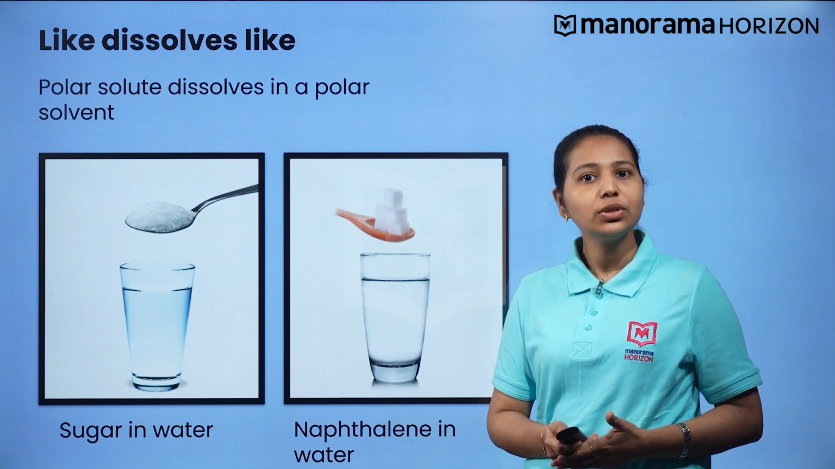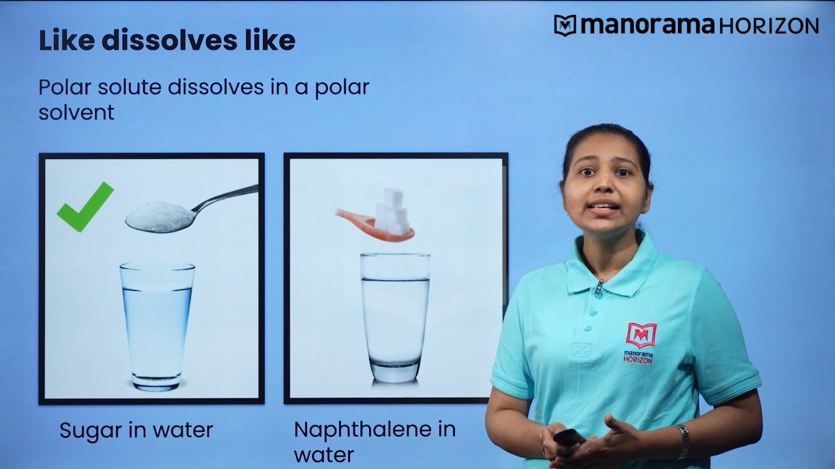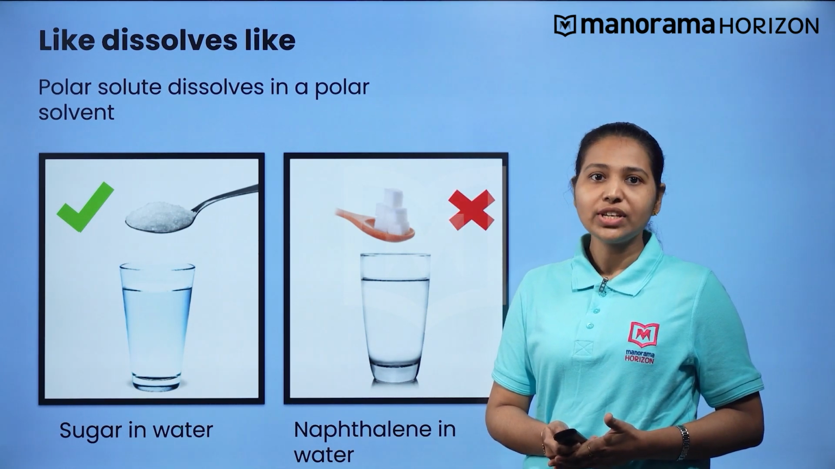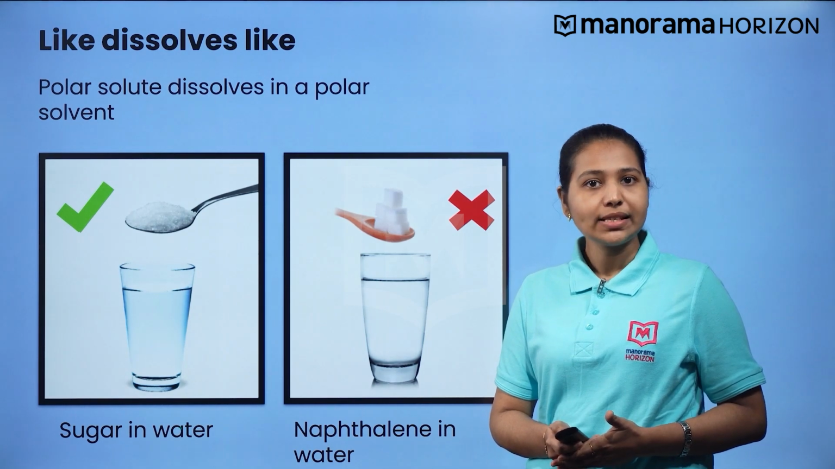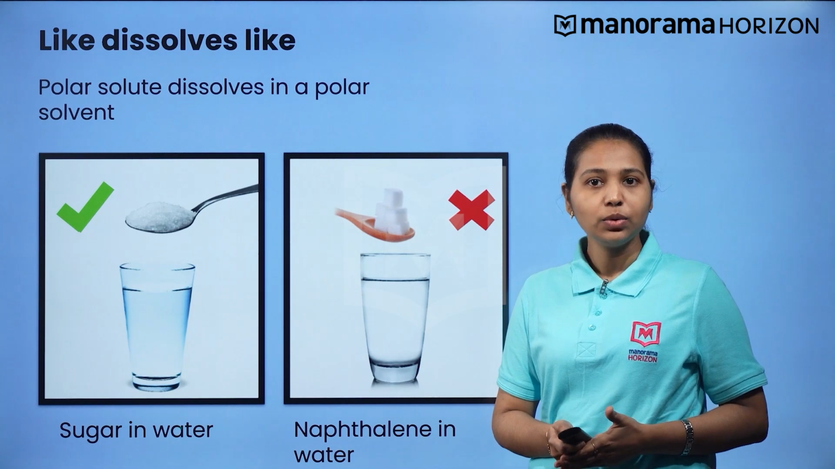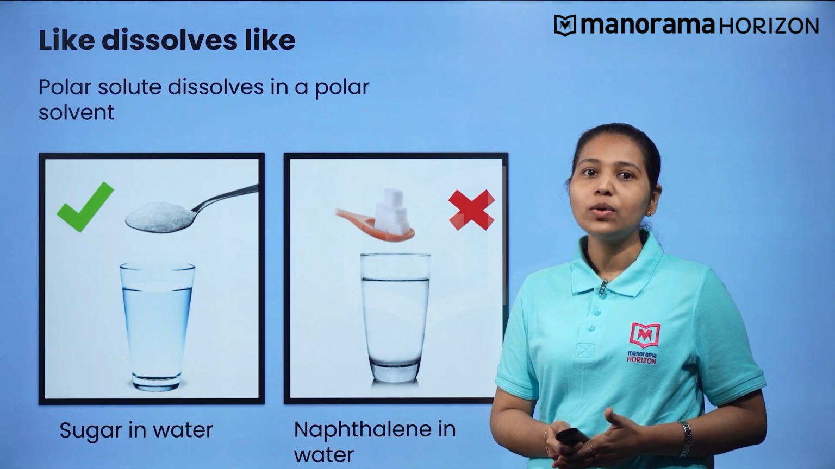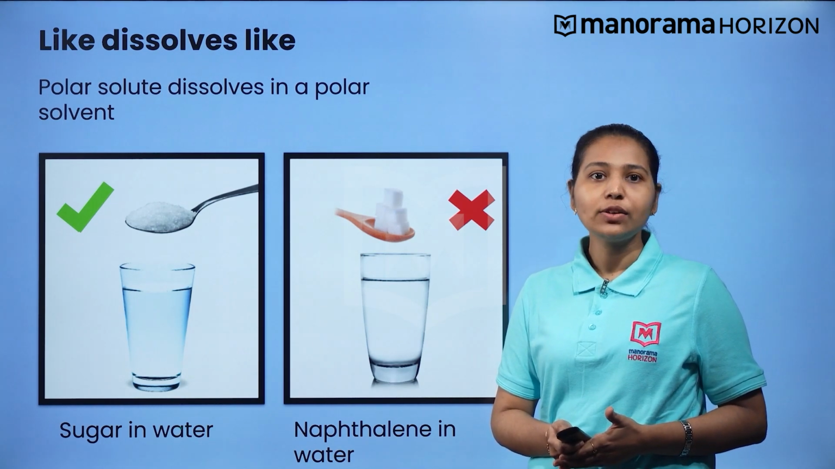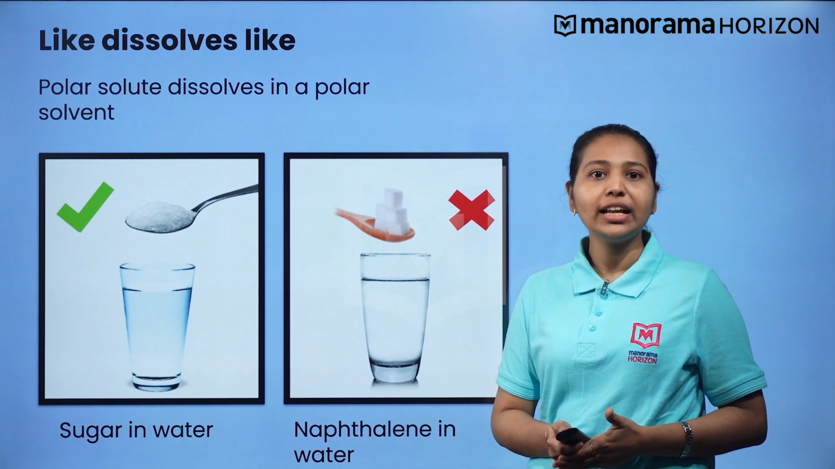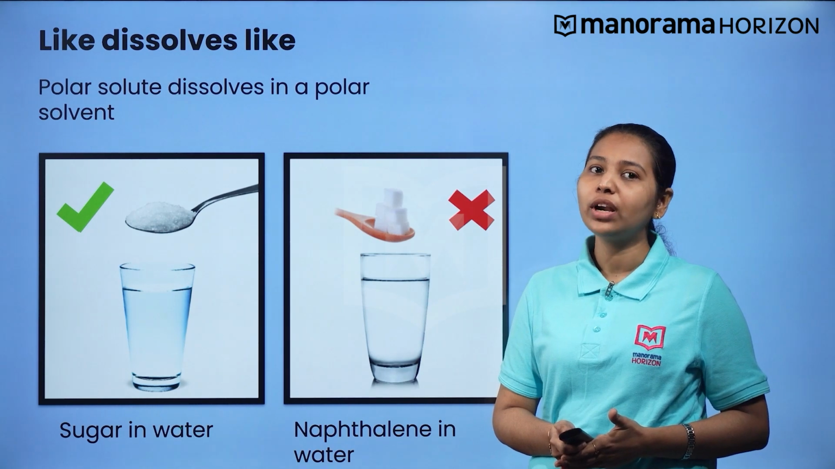Here you can see sugar dissolves in water, whereas naphthalene does not dissolve in water. Do you know why? In general, a solute dissolves in a solvent if the intermolecular interactions are similar. Or in other words, you can say like dissolves like. That is, a polar solute dissolves in a polar solvent. That is why non-polar naphthalene remain insoluble in polar water.